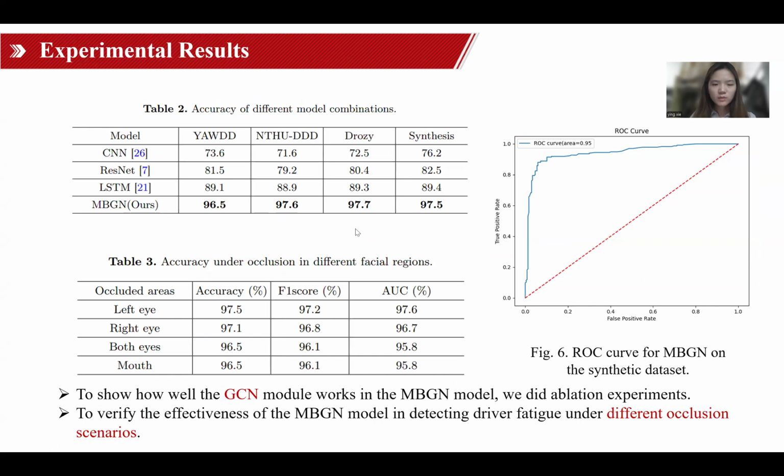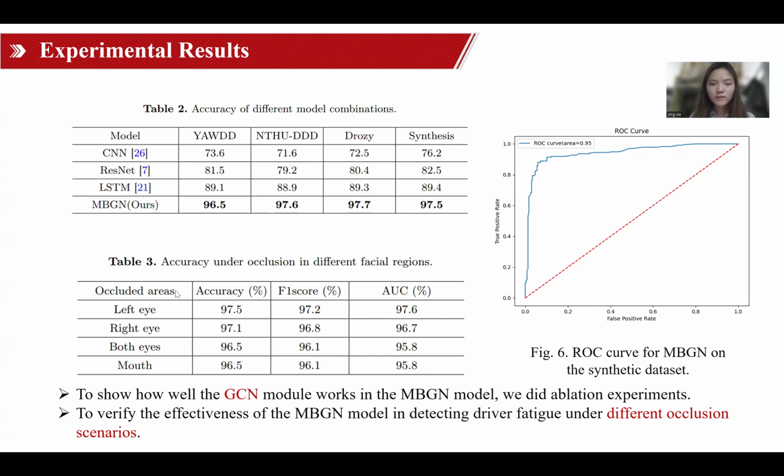To show how well the GCN module works in the MBGN model, we did ablation experiments using several common image classification models on the same dataset and compared their accuracy. The results show that using GCN to extract features directly from landmarks helps reduce noise from other parts of the image and boosts detection accuracy.